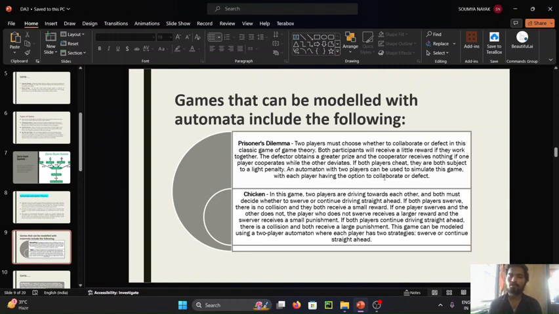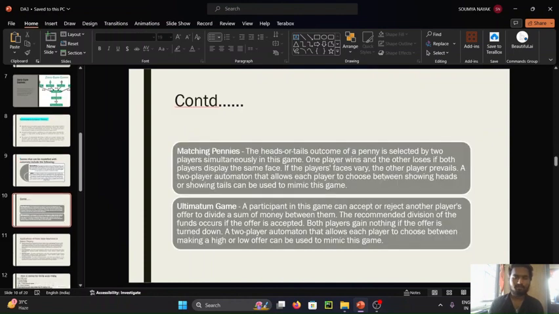Same as the prisoner's dilemma, we have 2 entities here. They have to choose based on some schema, and here we have 2 choices: either you swerve or you go straight. Based on what they choose, they will get their reward. So you can characterize it with a finite automaton. This is a simple game that we are talking about.